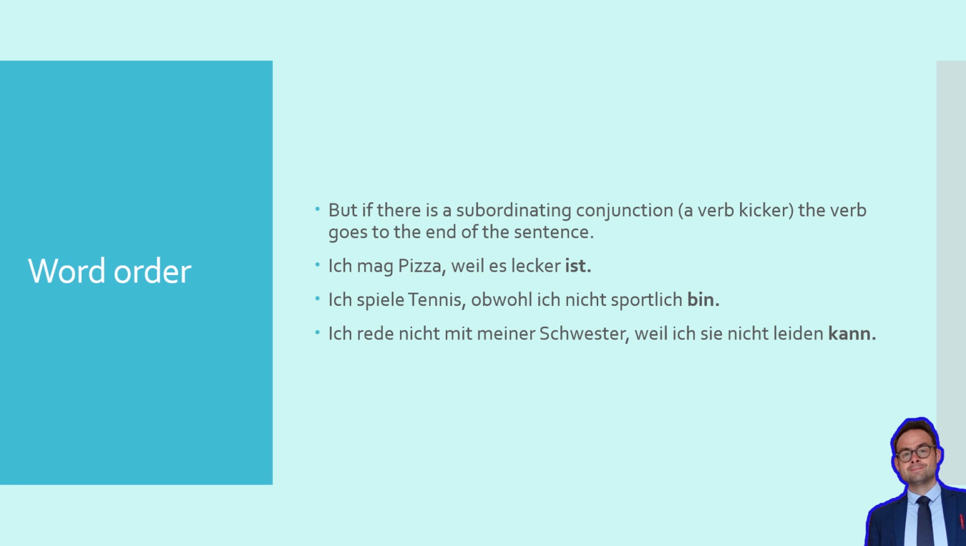Ich rede nicht mit meiner Schwester, weil ich sie nicht leiden kann. So the verb kann goes to the end. I don't talk to my sister because I can't stand her. And in this case, there are 2 verbs and they both go to the end, leiden and kann, and the modal verb is the one that goes to the very end.